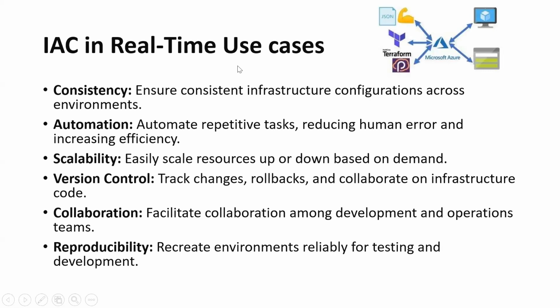Now, what are the general use cases? You will see some consistency across your environments. Let's say you are deploying it to QA, then dev environment, test environment, then UAT environment, production environment. Across all the environments, you will have the same configuration, but you will definitely have parameterization for your naming, then your location, all that. But the configuration level you can keep consistent across the environments.